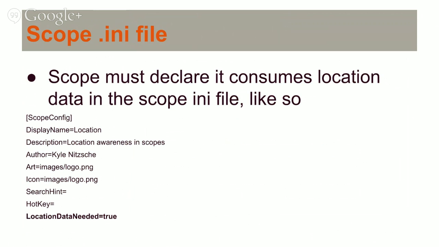So for your scope to consume the location data that's provided from Unity through the scope framework, the any file has to contain the location data needed equals true key value pair, right there in bold. Without that, it ain't going to work. Note that it has to be in the scope config section of the any file. There's also an appearances section for scope appearance customization. So you've got to put this in.